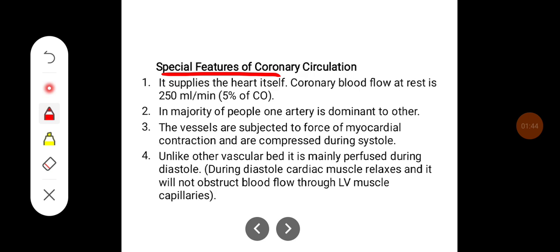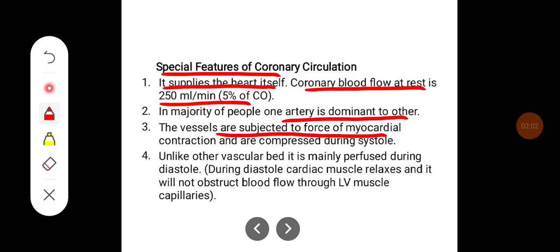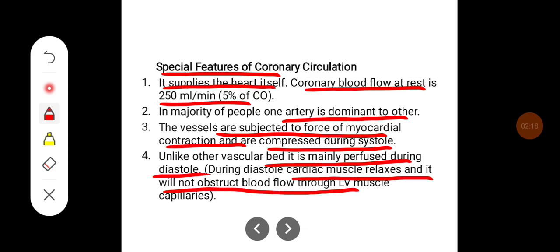Some of the special features of coronary circulation are: it supplies the heart itself. The coronary blood flow at rest is around 250 ml per minute, that is 5% of the cardiac output. In the majority of people, one artery is dominant to the other. The vessels are subjected to the force of myocardial contraction and are compressed during systole. Unlike other vascular beds, it is mainly perfused during diastole. That is, during diastole, cardiac muscle relaxes and does not obstruct the blood flow through left ventricular muscle capillaries.